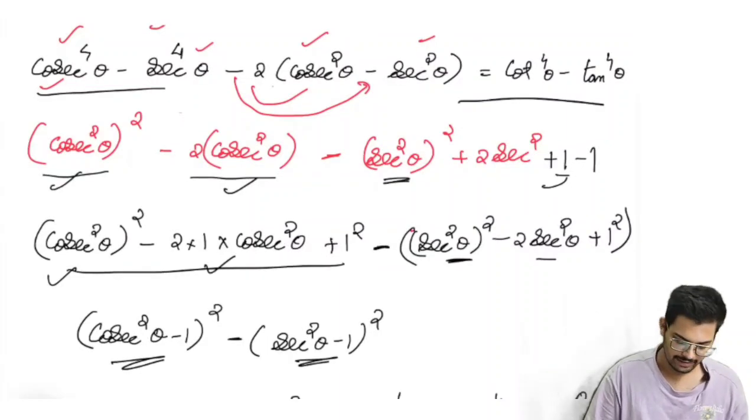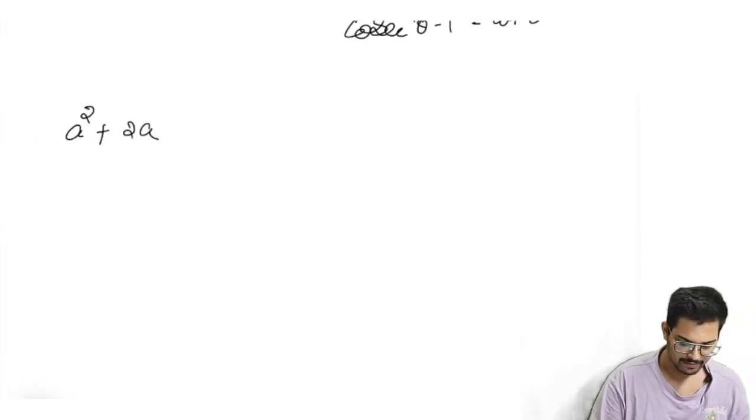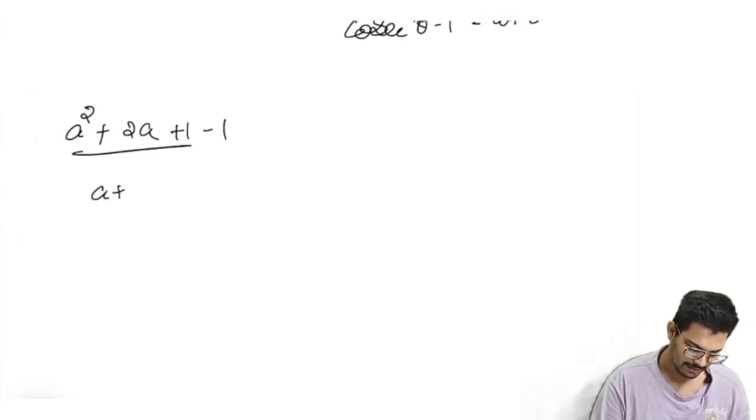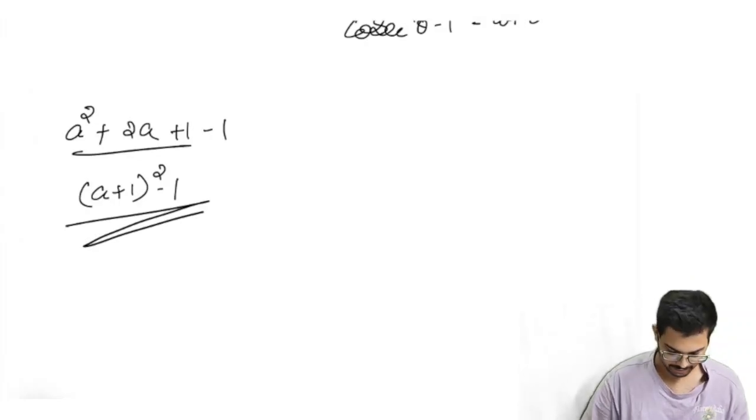So if you notice something of the form a square plus 2a, you can add a 1 and subtract a 1, and write it as a plus 1 the whole square minus 1. You can complete the square. This is how you should proceed.